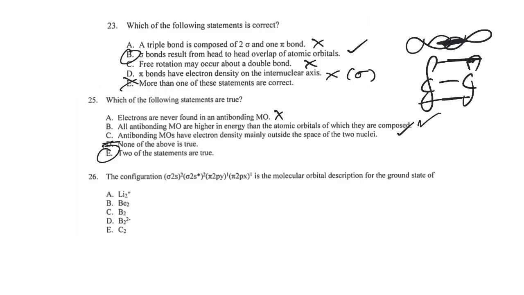The electron configuration is sigma 2s2, sigma 2s star 2, pi 2p y1, pi 2p x1. Is that the molecular orbital description of the ground state of diboron? You could go back to the chart. Use the chart for B2, put the electrons in, and you see you're putting each of the electrons in a pi orbital.